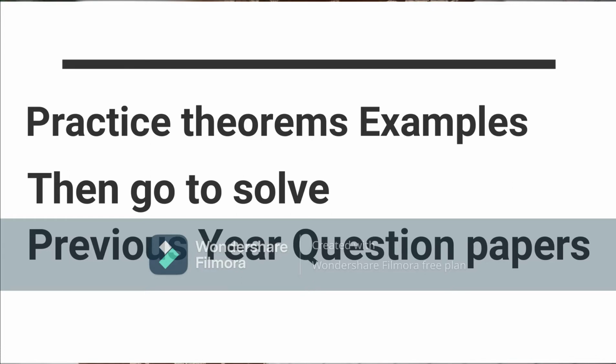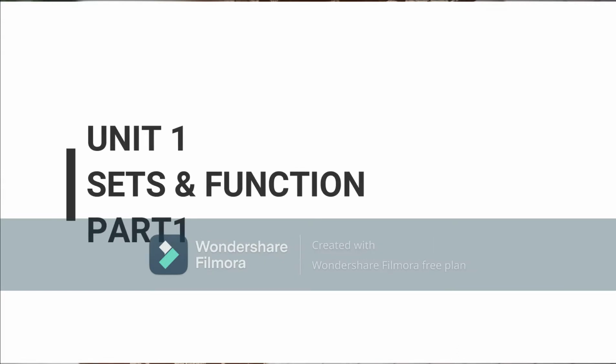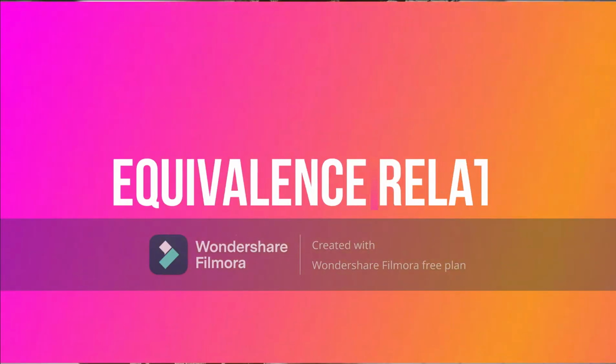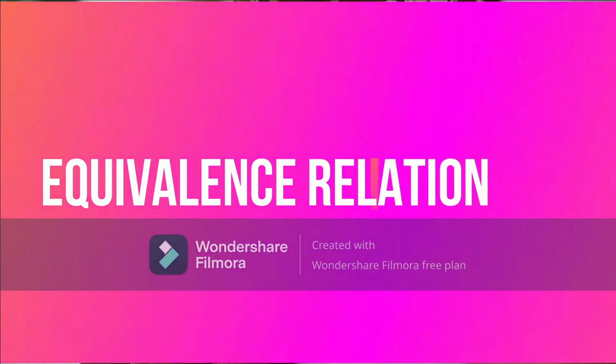Also we will solve the examples and whatever questions are given at the end of that unit. After covering the whole book we will jump to the previous year question paper, and that will be much easier for you because this is a tough subject. So let's start. We'll start from unit 1, and the first topic is equivalence relation.